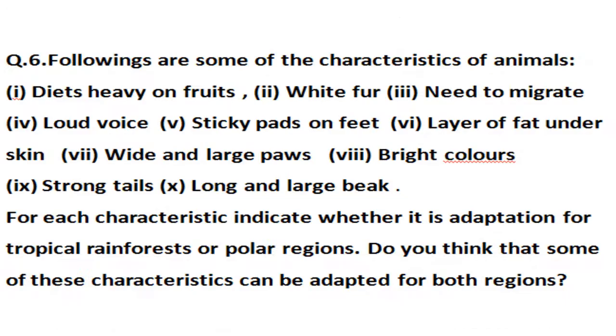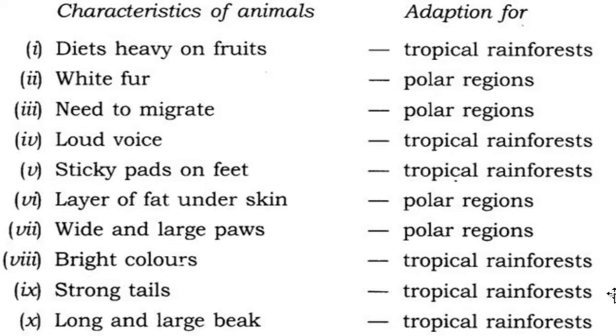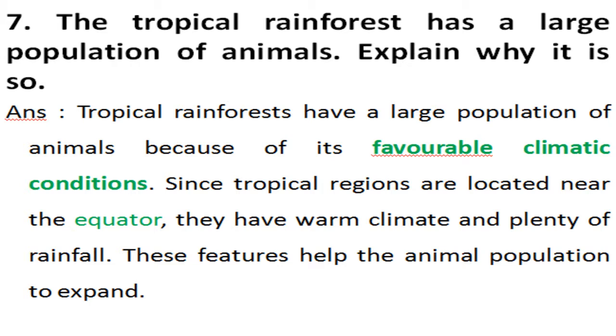Then one question is given, do you think that some of these characteristics can be adapted for both region? So answer is no, none of these characteristics can be adapted for both of these regions. Question number 7. The tropical rainforest has a large population of animals.